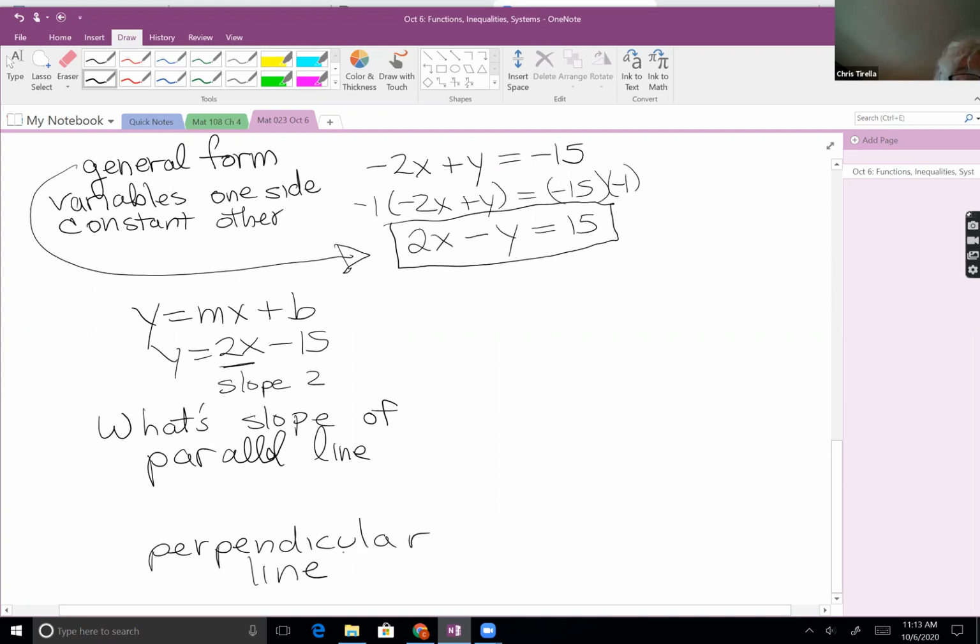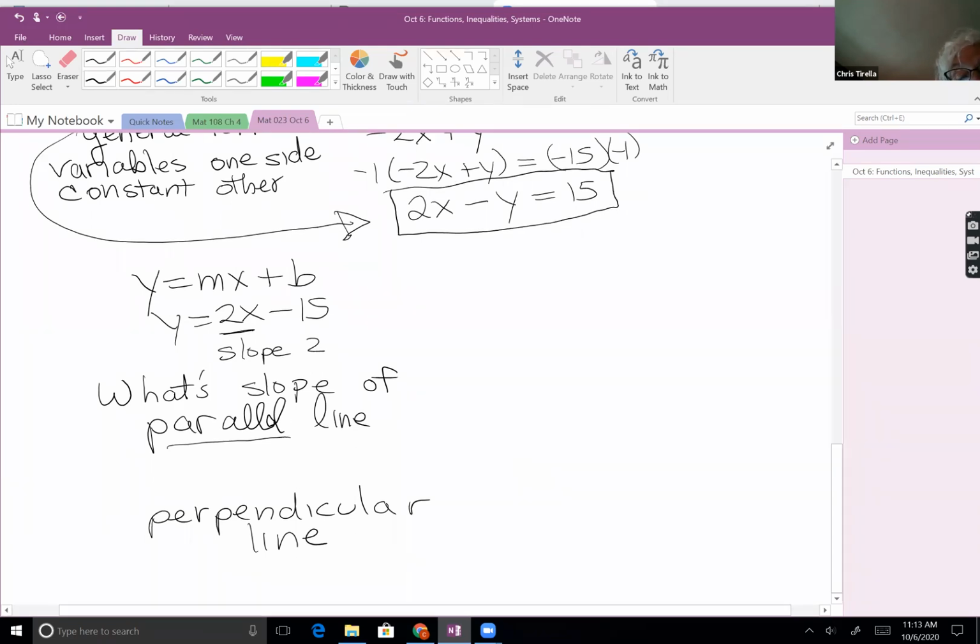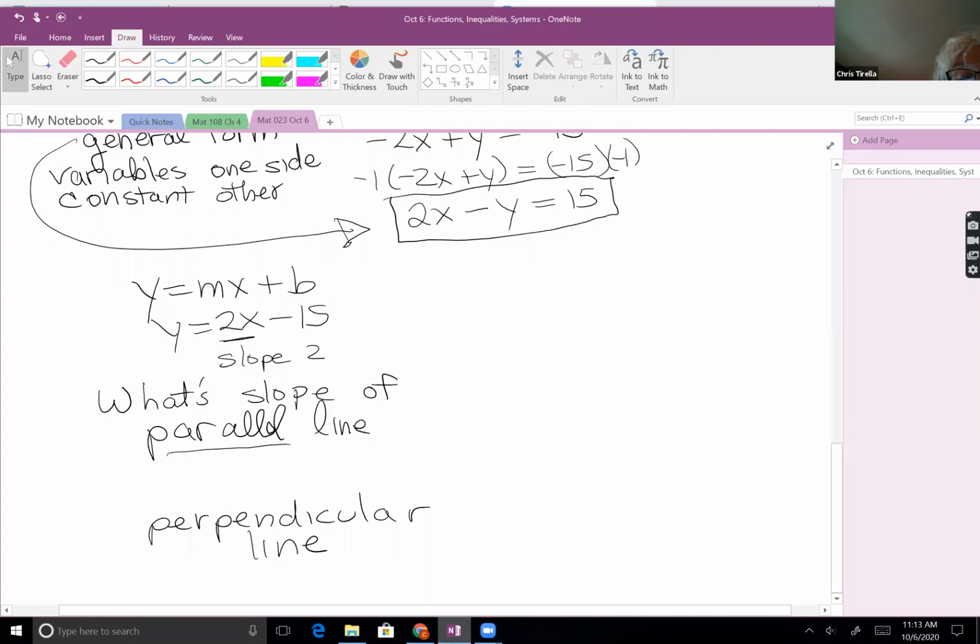Does everybody remember if I have parallel lines? That's awful sloppy writing. I apologize. The stylus on the Surface is a little bit behind my writing, and it's making my penmanship much messier than normal. I'm sorry about that.